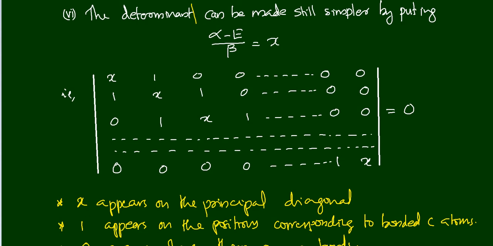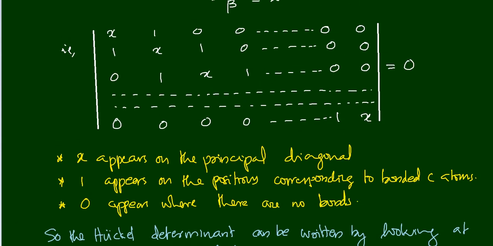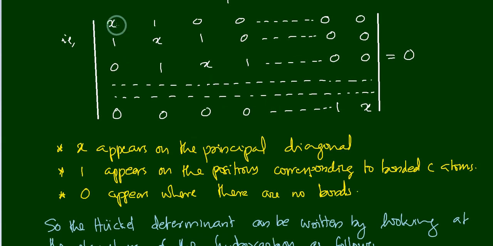And now we can look at some features of this determinant. Here we can see that all the x appears on the diagonal, the principal diagonal. And 1 appears on the positions corresponding to bonded carbon atoms. You can see the position of this 1: first row, second column. So it is 1, 2. 1 and 2 are bonded carbon atoms. So in the place of the bonded carbon atoms, you can see 1 here.